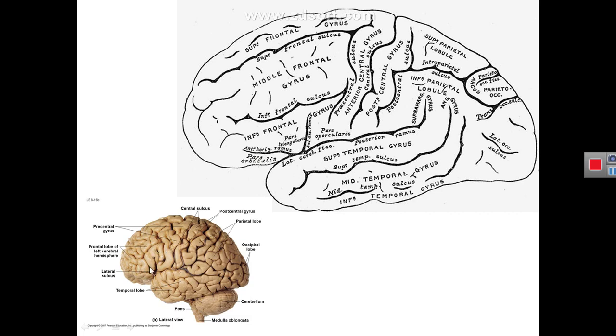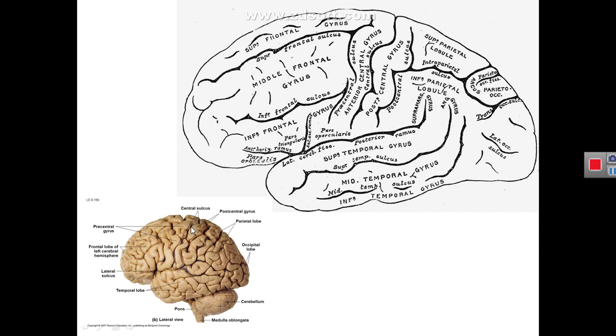And you can see that the inferior frontal gyrus is divided into pars opercularis, pars triangularis, and pars orbitalis. You have to have a system with a little bit of imagination to demarcate these parts.